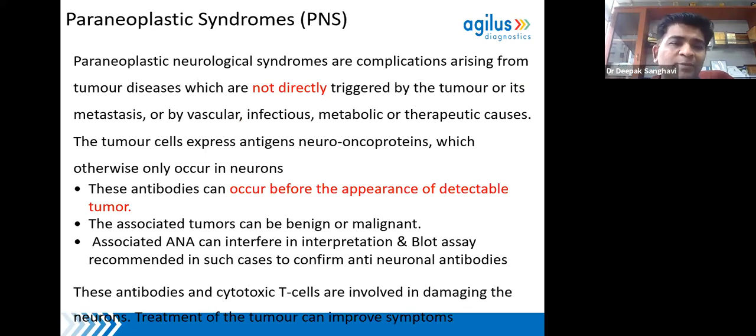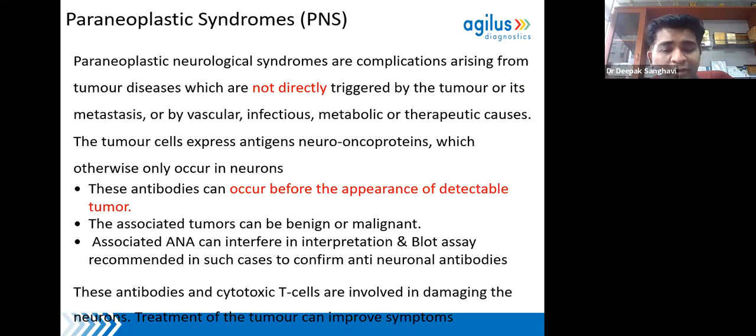So basically, as the name suggests, paraneoplastic means the autoantibodies or neurological syndromes are associated with some tumor, but they are not directly triggered by the tumor, neither by metastasis, nor by any vascular or metabolic conditions. The tumor cells have neuro-oncoproteins, and the autoantibodies are against those neuro-oncoproteins. So it is basically just a clinical association.